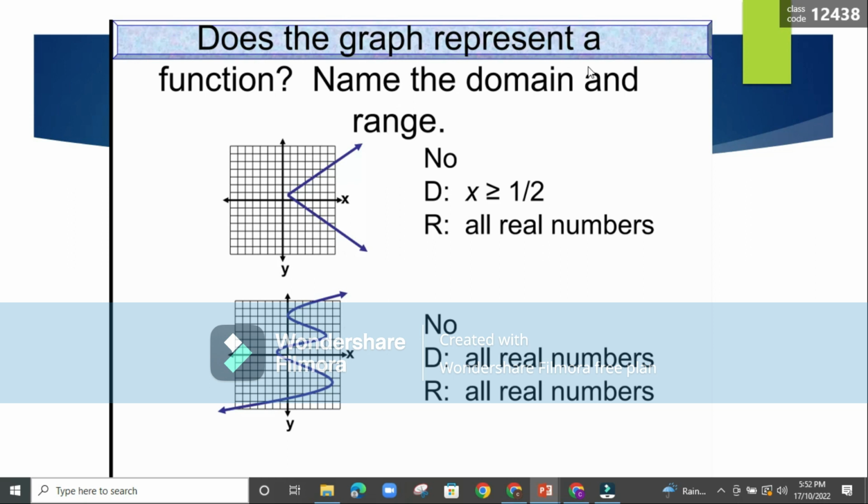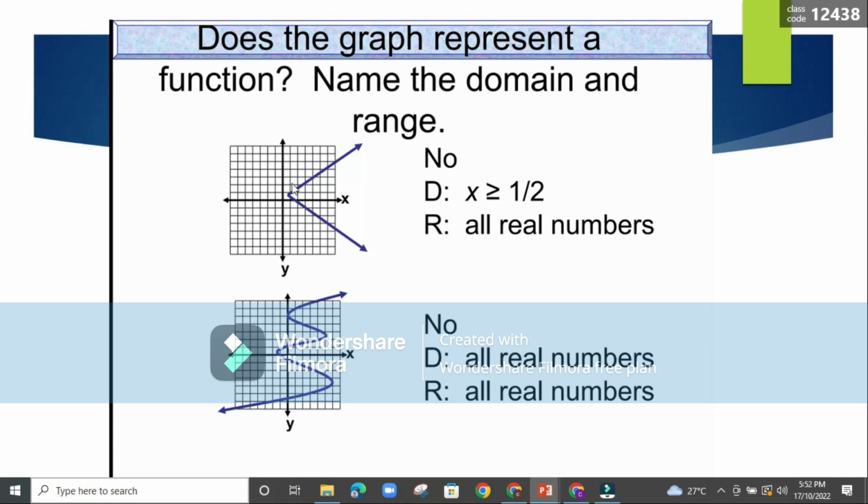Does the graph represent a function? Name the domain and range. So, this does not represent a function. The answer is no because if we draw a vertical line here, it will intersect two points. And the domain, we have x is greater than or equal to 1/2. Here is 1/2. The domain is the value of our x, because the direction of the graph is going to the right.